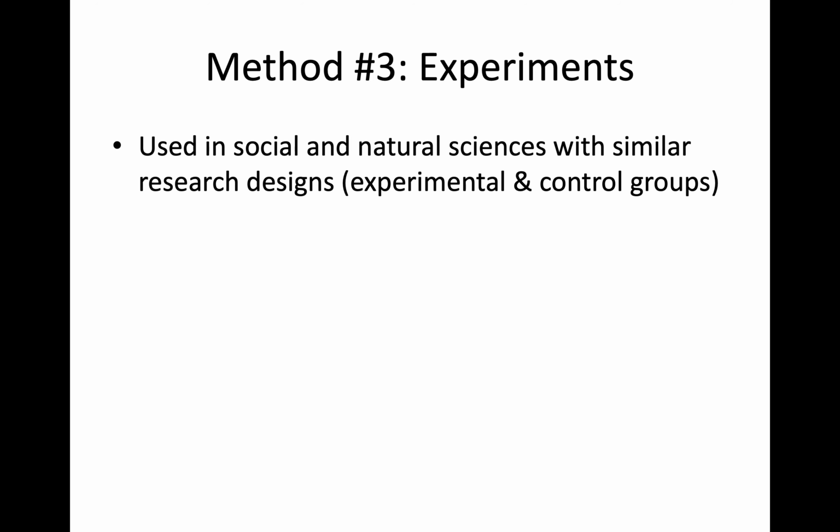Okay. The third research method I'm going to talk about is experiments. These are used in the natural sciences as well as in the social sciences. So there are similar research designs where you have an experimental group and a control group, where it's much easier to talk about experiments in the context of the natural sciences. So just in case you don't know the difference between experimental and control groups.